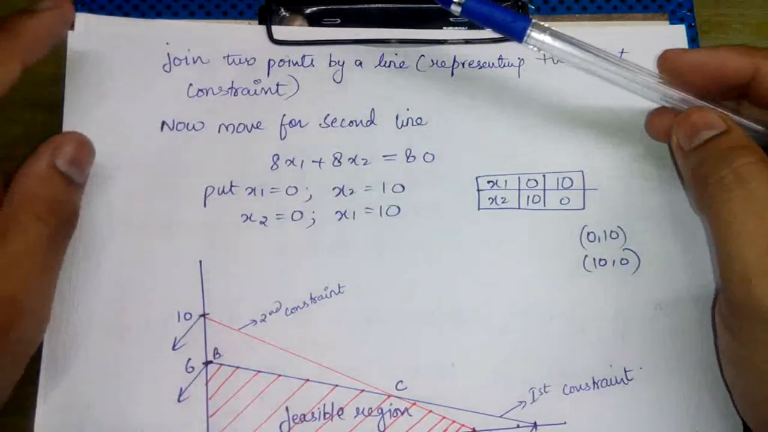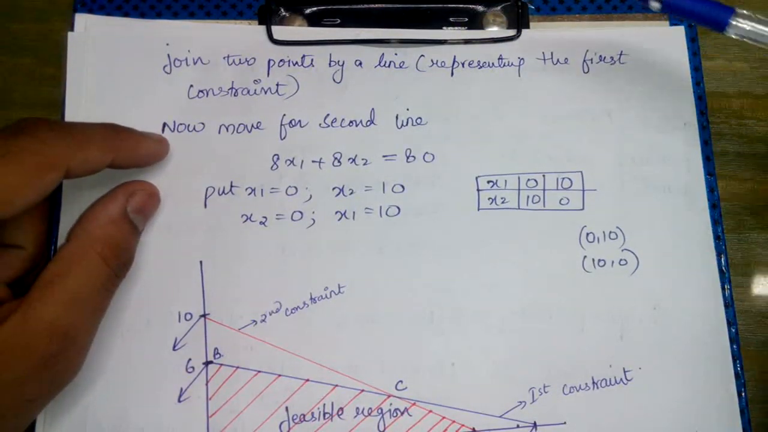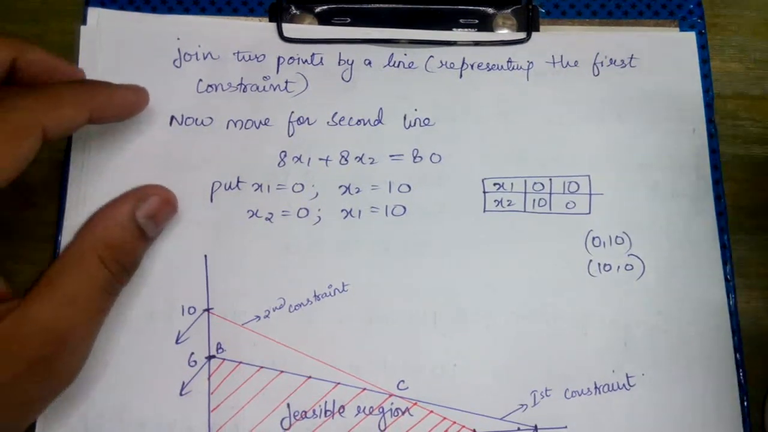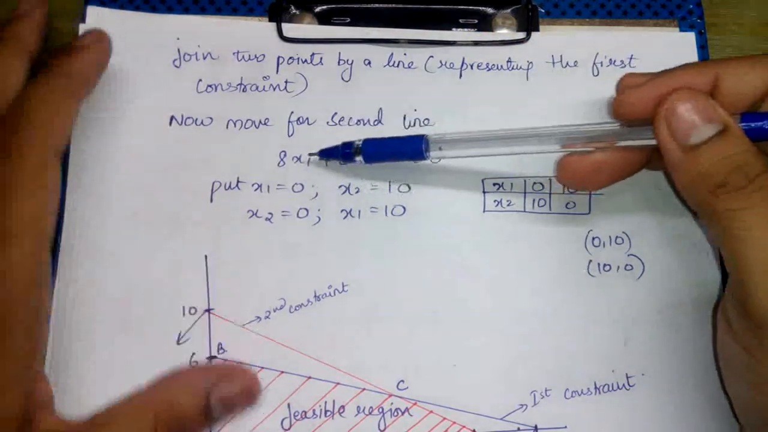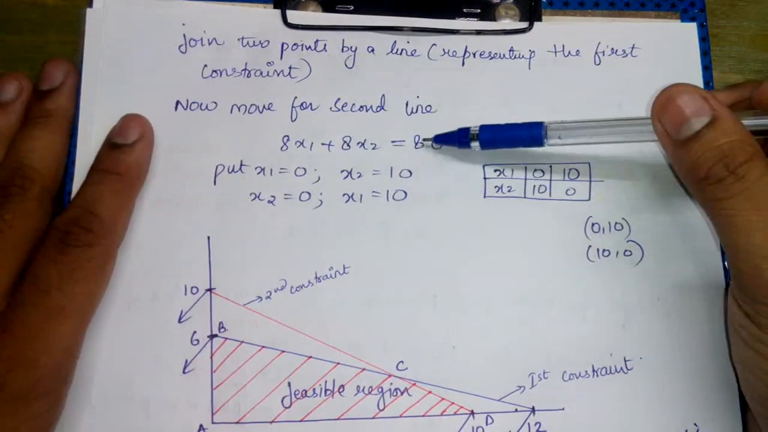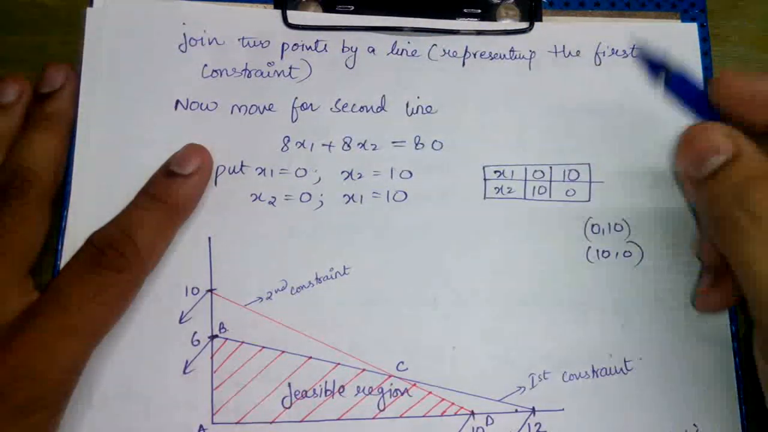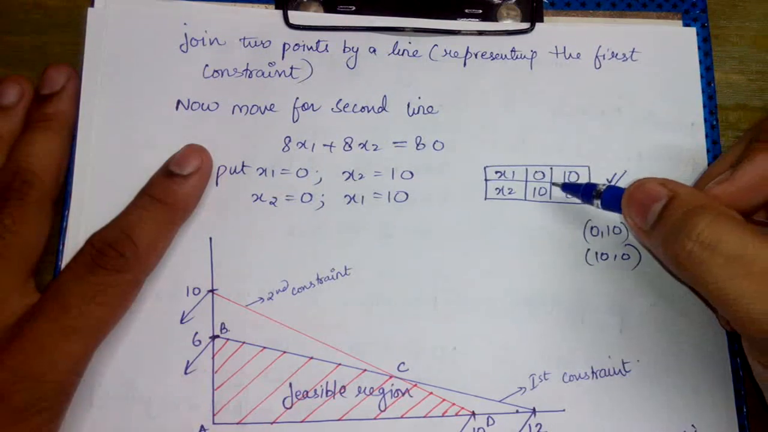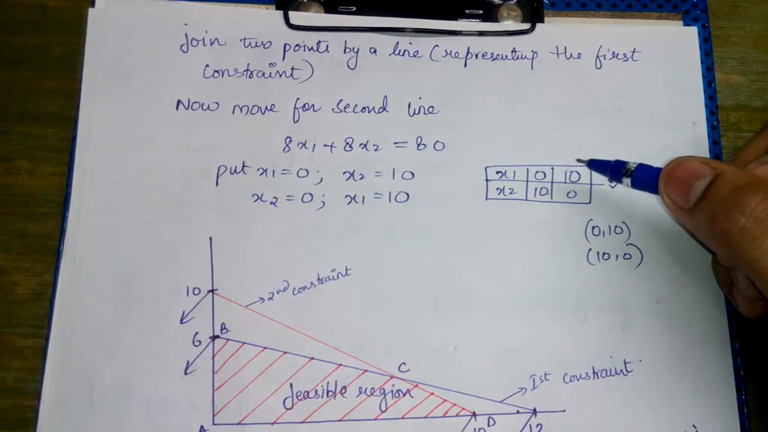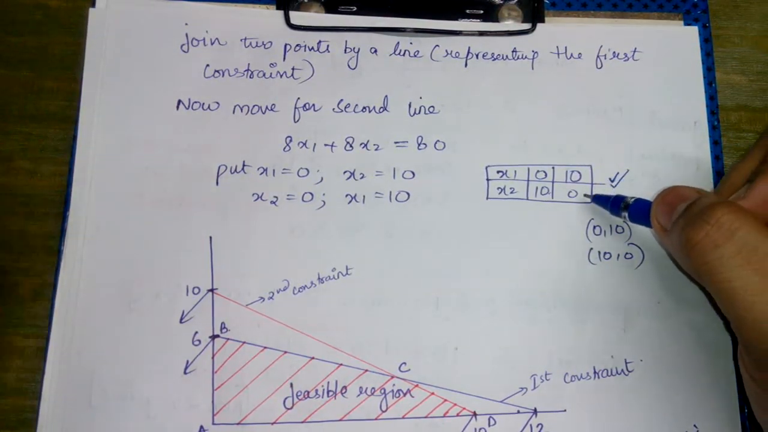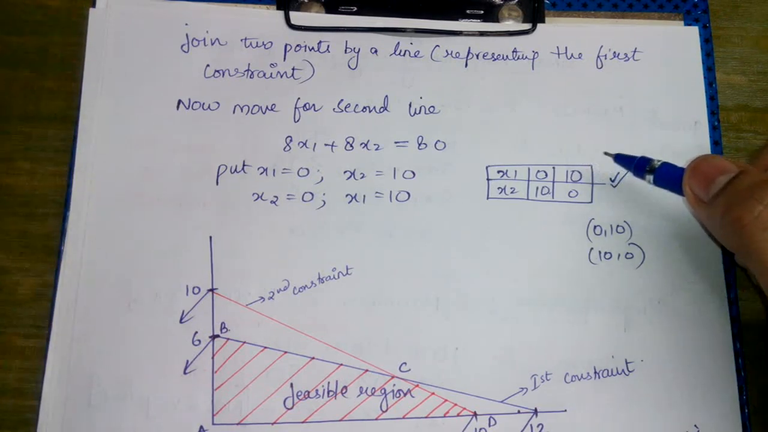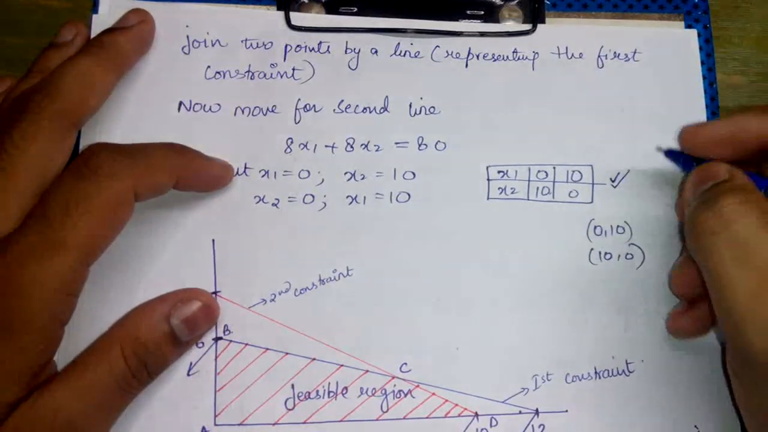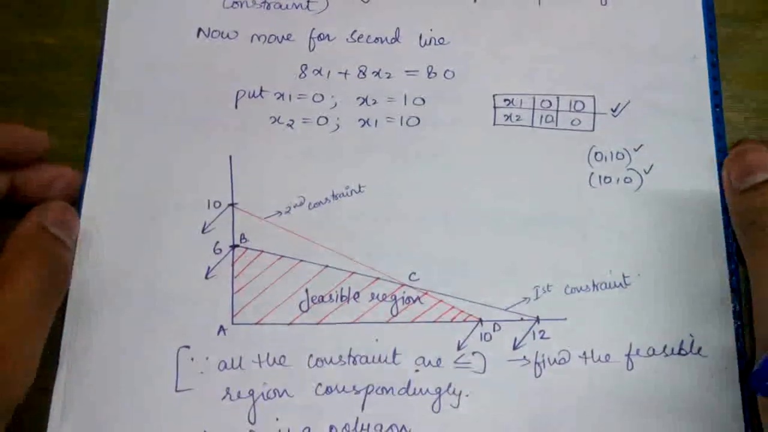Now we will join those two points by a line, and that line represents the first constraint. Now we move to the second line, 8x1 plus 8x2 is equal to 80. The same procedure applies here. Keeping x1 equal to 0, x2 becomes 10. Keeping x2 equal to 0, x1 becomes 10. So we obtain two points, (0, 10) and (10, 0).